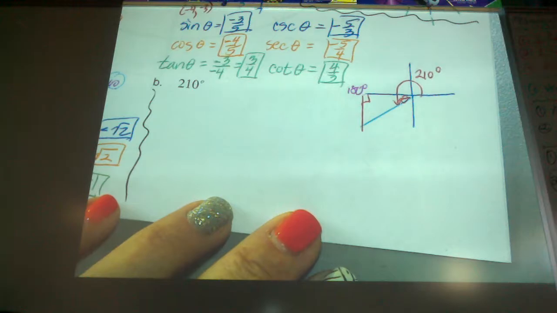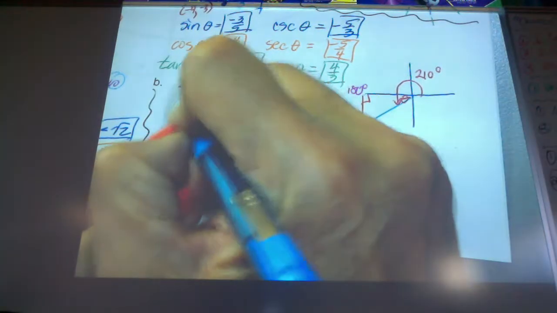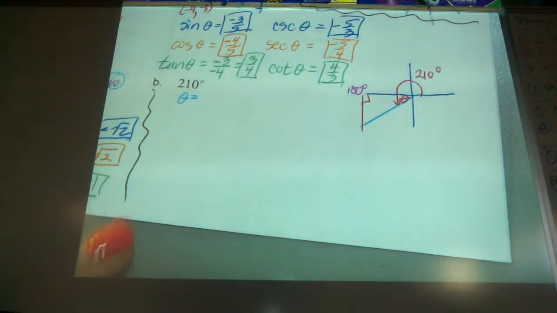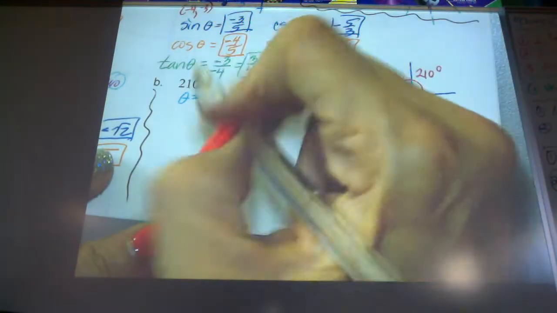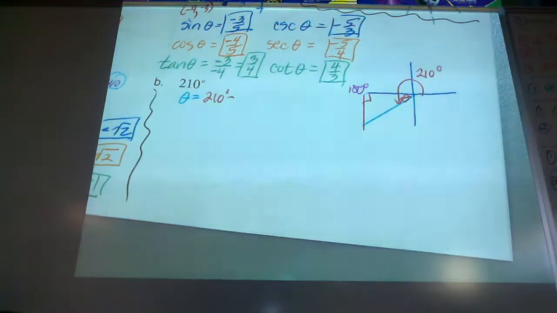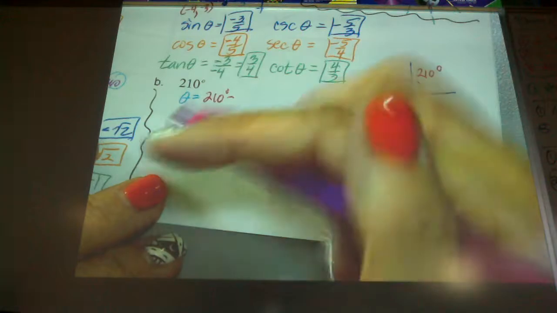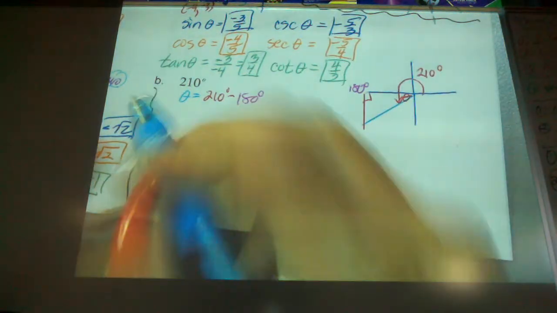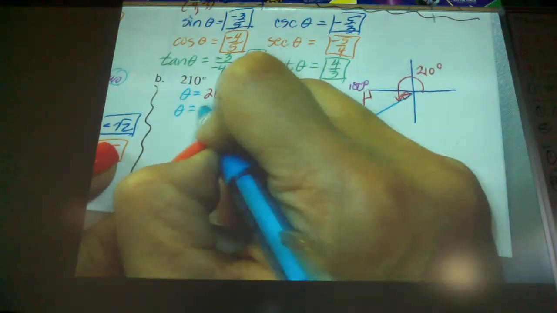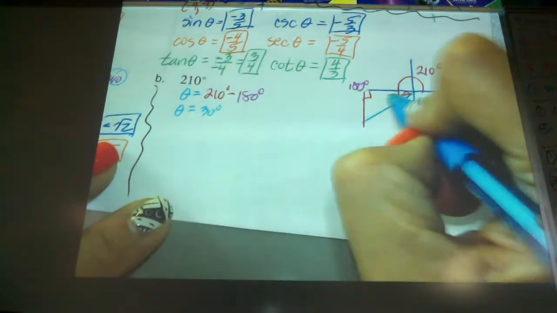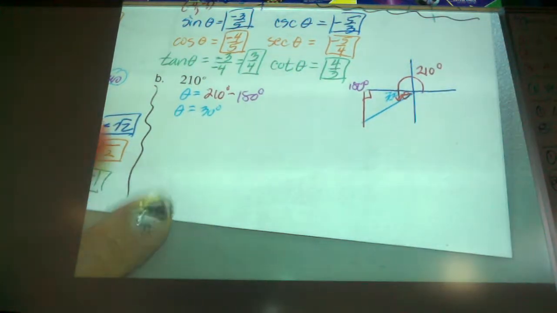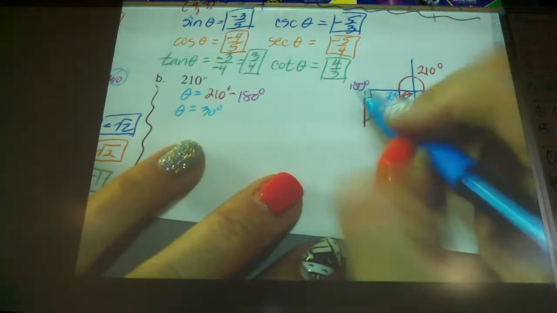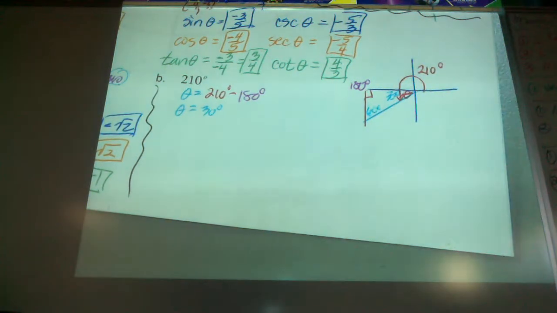And so 210 is bigger. So to get my reference angle, I'm going to take that 210 degrees and I'm going to subtract my 180. And so theta turns out to be 30 degrees. So I know that that's a 30-degree angle. And so from there you guys can list your special right triangles for 30, 60, 90.